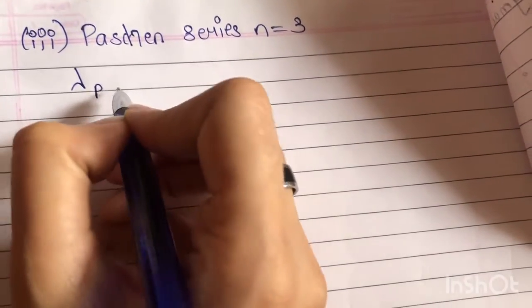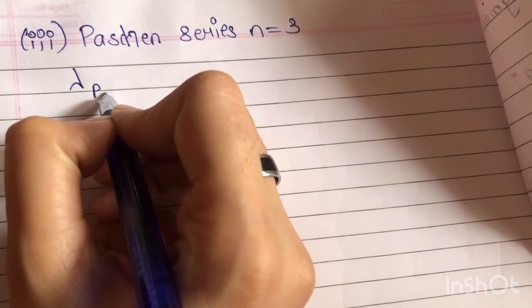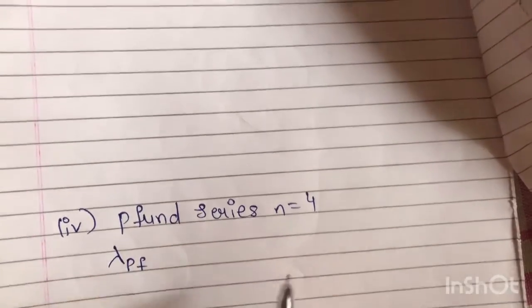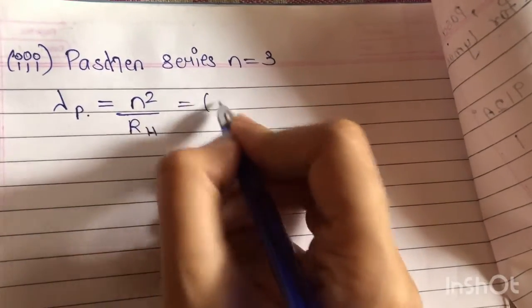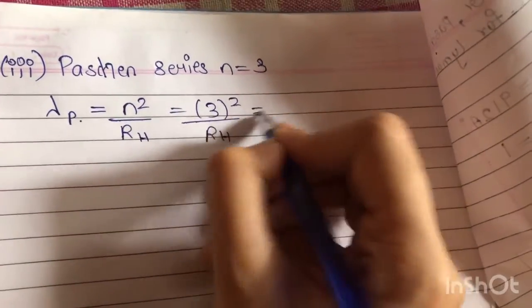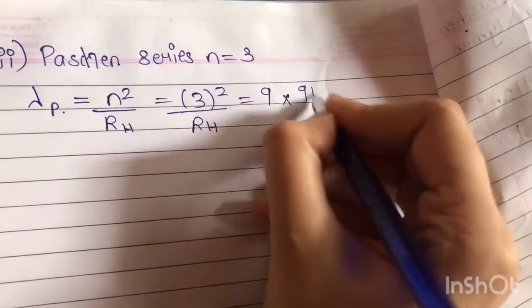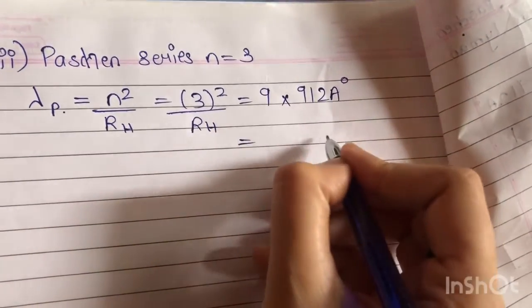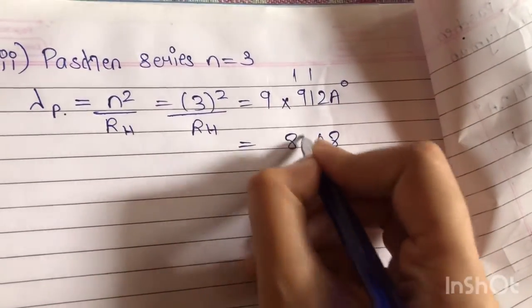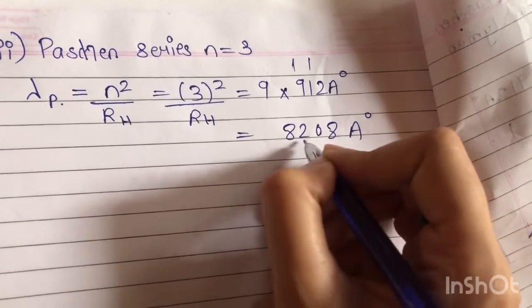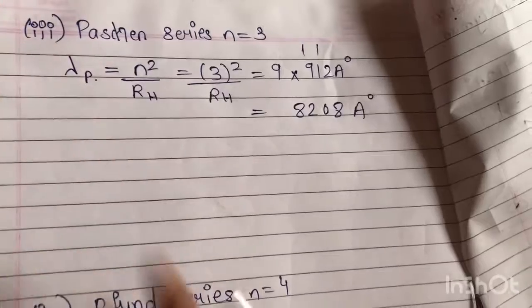Similarly, we'll calculate for Paschen and Pfund series. For Paschen, n is equal to 3. So I'll write lambda p. The formula is n square upon Rh. The value of n is 3. 3 square upon Rh. 3 square is 9, and 1 upon Rh is 912 angstrom. And multiply, 9 2s are 18, 9 1s are 9 plus 1 10, 9 9s are 81 plus 1 82, that is 8208 angstrom is the limiting value for Paschen series.